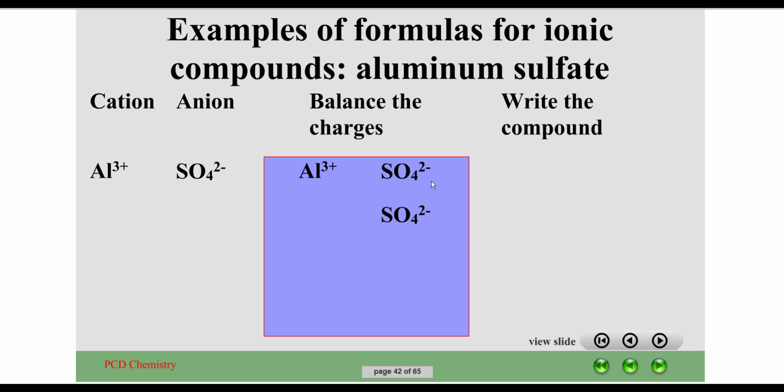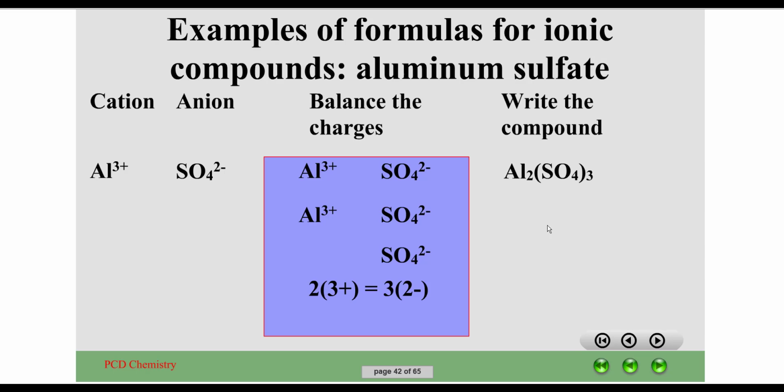But when I get another sulfate, I have 4 minuses, 2 here and 2 here, and only 3 pluses, so that's not balanced. I need more aluminum. Now I have 6 pluses and 4 minuses, still not balanced, but finally, when I get that third sulfate, 6 minuses balanced with 6 pluses. So I found the formula for aluminum sulfate, and the formula would be Al2(SO4)3.